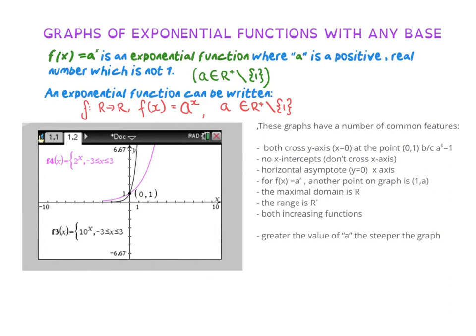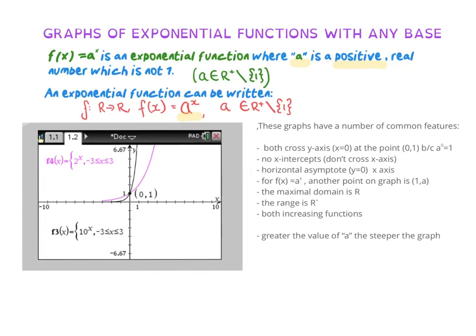Okay, so today we're going to look at graphs of exponential functions with any base. So the base, meaning like in the question here where we see the a, we're saying that it can be any number. Sorry. So if f of x equals a to the power of x, we're saying that a can be any positive real number which is not 1, but above 1.